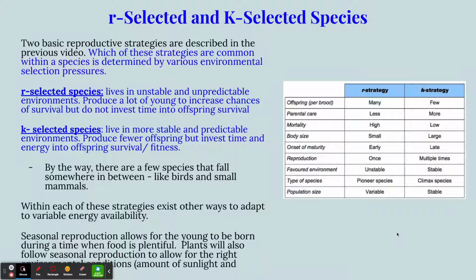So again, there are species that fall in between these two sort of K and R strategies. Something kind of like a cat. They have 6 offspring. So it's not necessarily a K strategy, but it's really not an R strategy either. So it kind of falls within the middle of that spectrum.